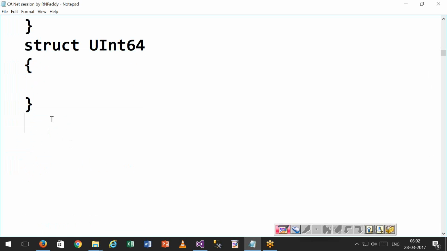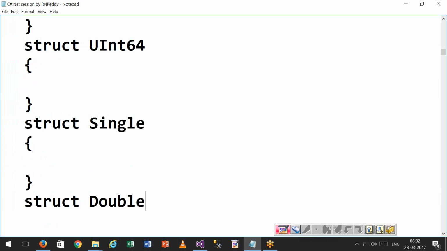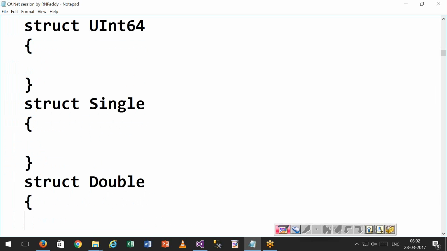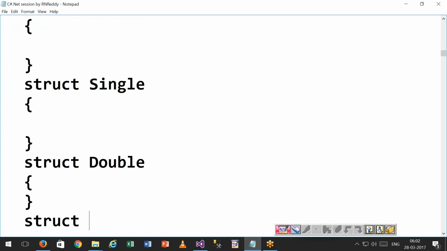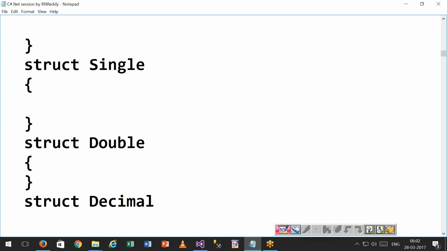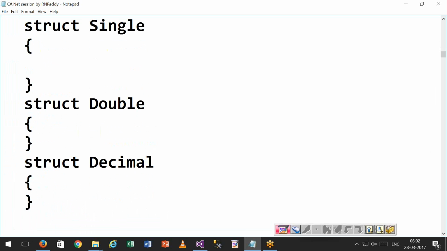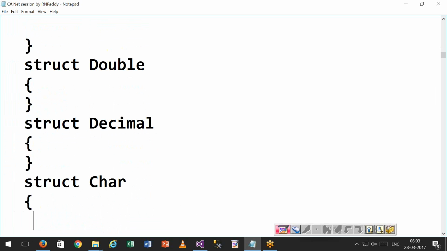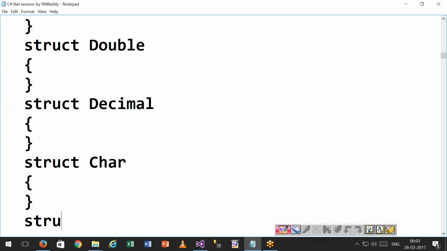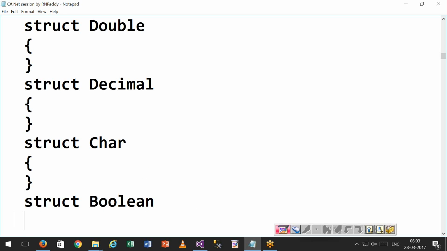Okay, now we'll go with floating data types. Struct Single. The base type is single, right? Struct Single, 32 bits. Struct Double. Single is float. Struct Decimal. Next, character related: struct Char. Struct Boolean.